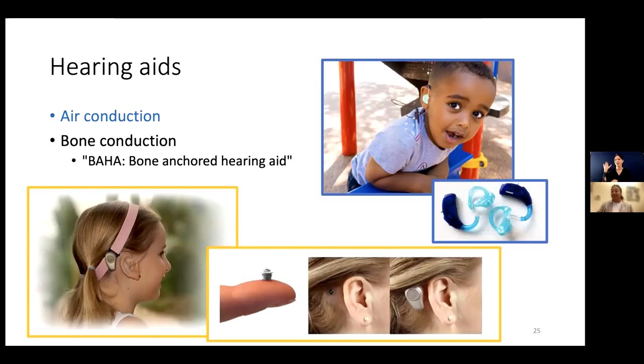So we have air conduction hearing aids, which is what this person here is wearing. They typically sit behind the ear. There's an ear mold that goes into the ear canal. And this sends sound through the entire auditory system.